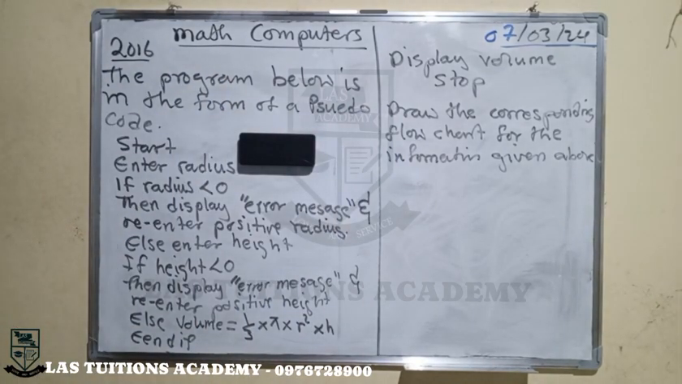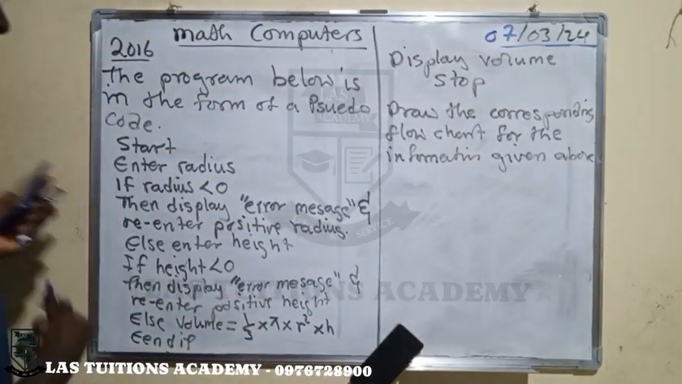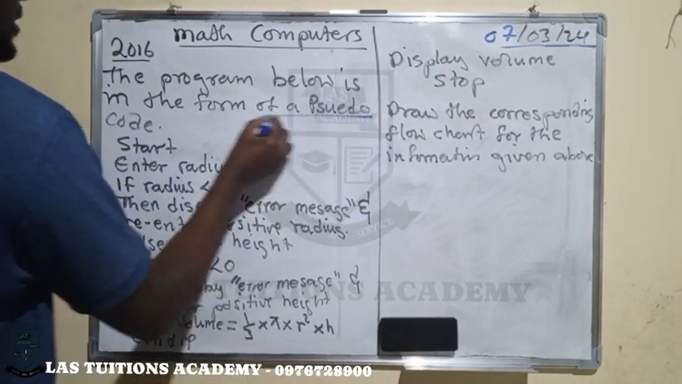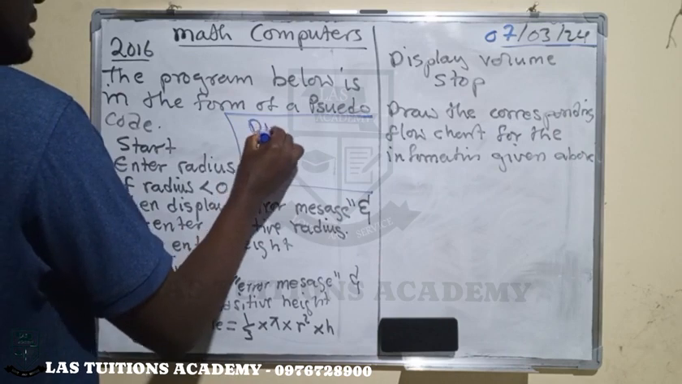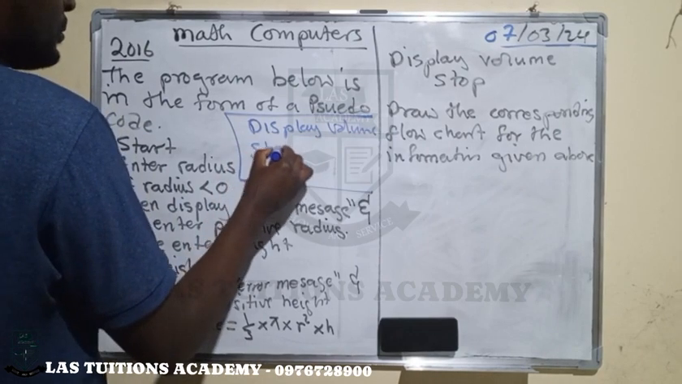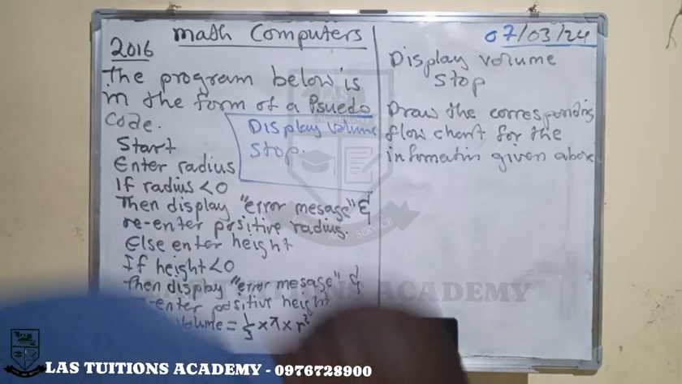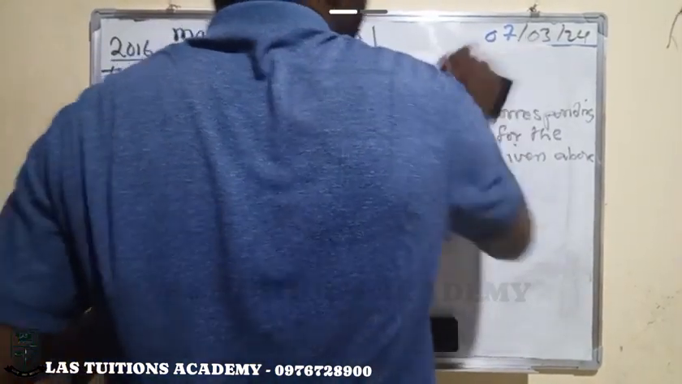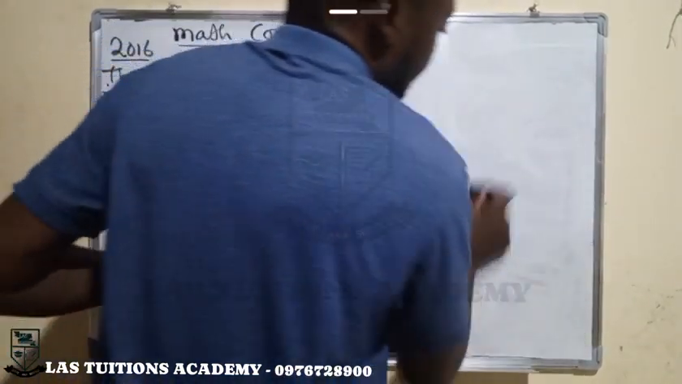So now here we are remaining with display volume and stop. So display volume and stop, let me just write them here so that we can use this part to write the flowchart. So we're saying display volume, then stop. Okay, then the question is asking us to draw the corresponding flowchart. Let's try to see if we can manage to draw our corresponding flowchart on this space that we have.